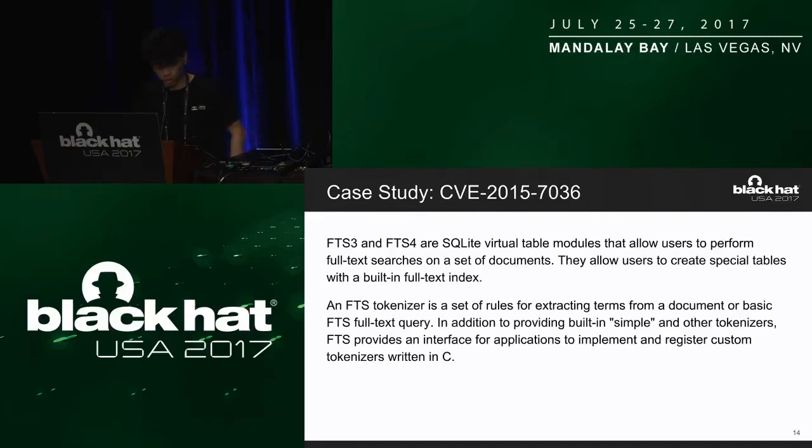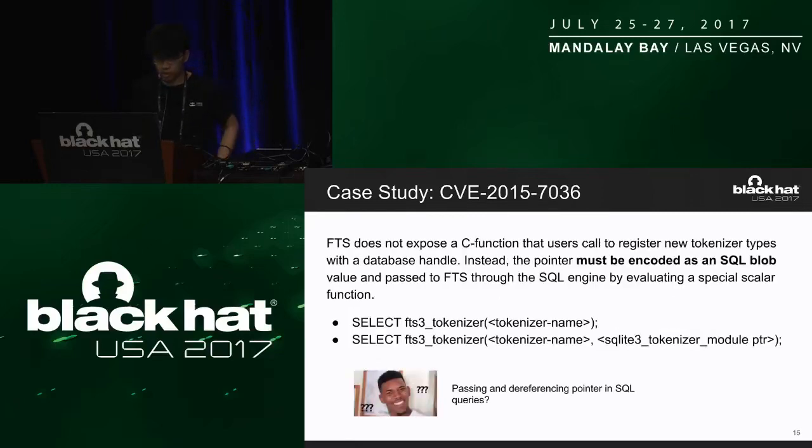FTS provides an interface for developers to implement their custom tokenizers, which are written in C. But FTS does not provide a C function to allow users to register the tokenizers. Instead, you have to encode the pointer to your own tokenizer in a blob. That is just raw data. Then you can pass the blob to the engine through the SQL statement.